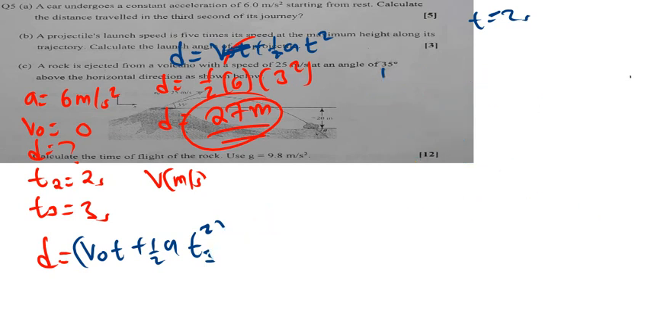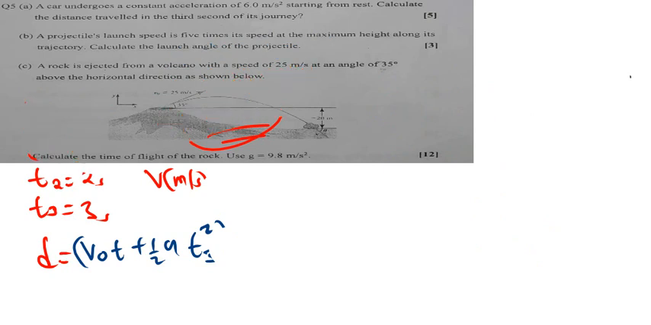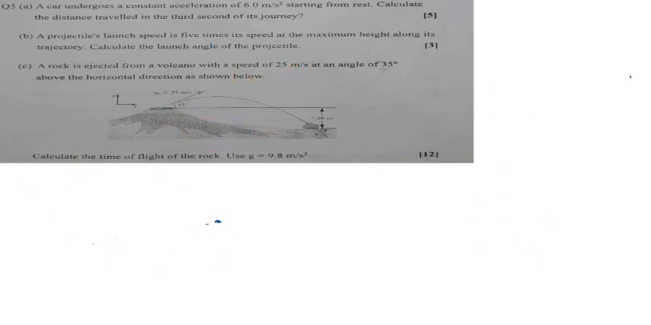Now let's go to part B. Now part B is also interesting, such that it needs us to think. Okay, so the question reads: a projectile's launch speed is 5 times its speed at the maximum height along its trajectory. Calculate the launch angle of the projectile. That's why I'm saying this is the most interesting question under projectile motion, actually.